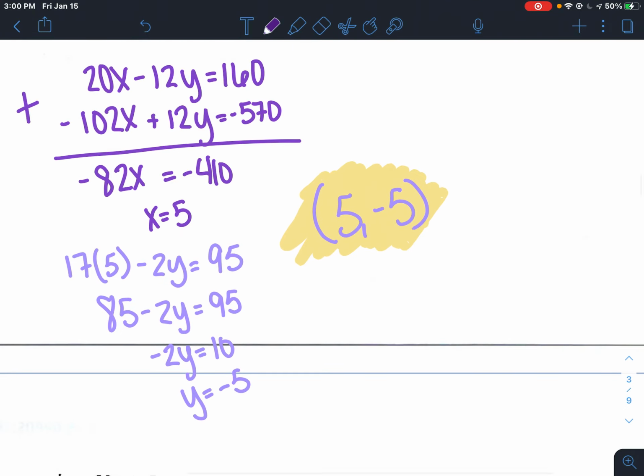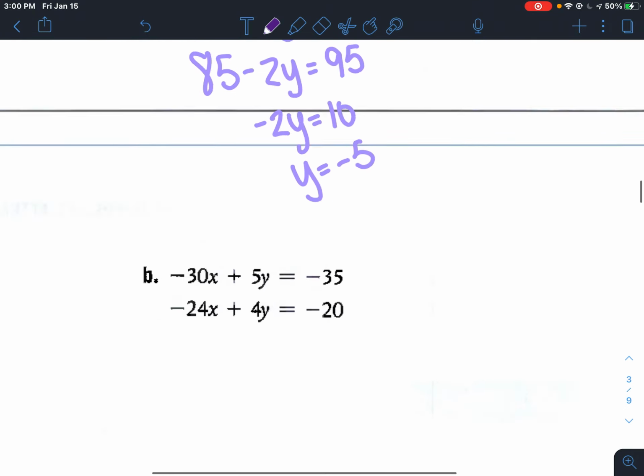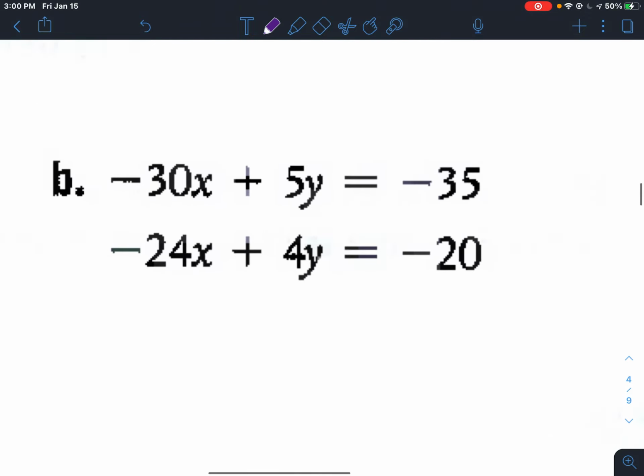Now notice those numbers got quite big. This one, again, I don't have the same number with opposite signs. I'm definitely not going to deal with 30 and 24. That's not going to happen. But the 5 and the 4, I could multiply the top by 4 and the bottom by 5, but I'm going to get some pretty big numbers, and I just don't like big numbers.